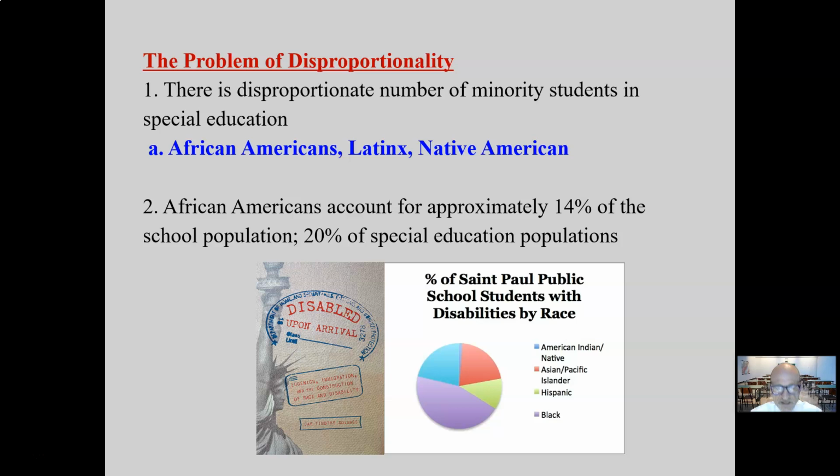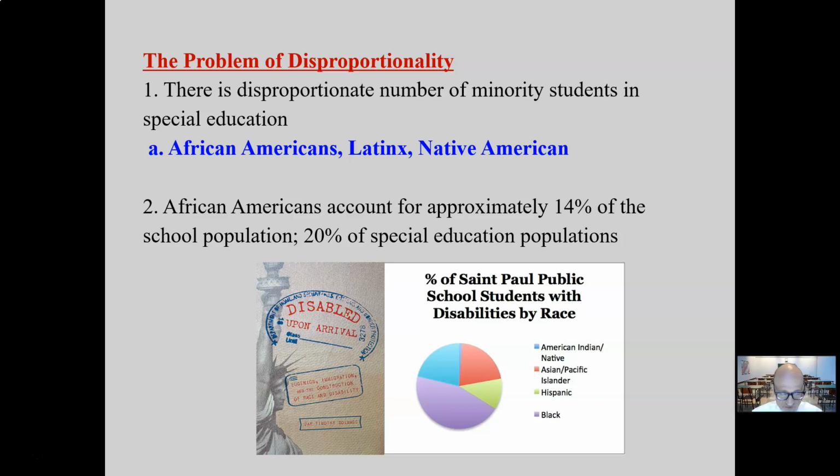So let's identify the problem. First of all, there is a problem. There is a disproportionate number of minority students in special education. As you will see, this disadvantages some students of color and advantages others. This is an example of systemic racism.